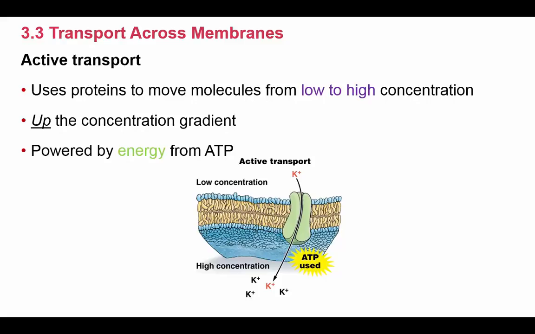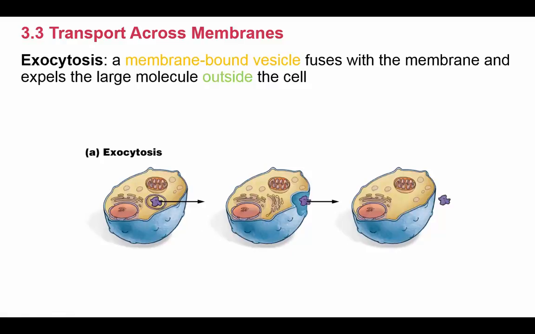Now, that means it's moving up the gradient. So you'll notice from the picture, moving potassium here from its lower concentration towards its higher concentration. Two other things, though, are different here. One, active transport requires transport proteins, and it requires energy to move up the gradient. So let's look at a couple of different types here.